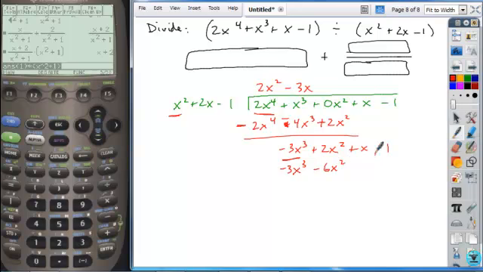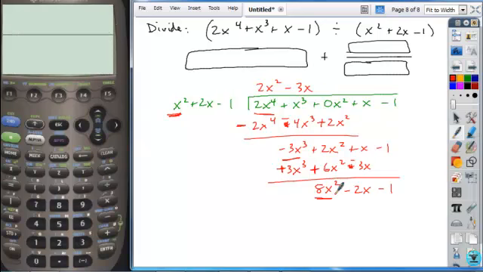And then I plus 3x. Change my sign, so it becomes a plus, becomes a plus, becomes a minus. Combine down my columns. The x cubes cancel. I get 8x squared minus a 2x minus 1. And then one last time, x squared times what gives me 8x squared? Plus 8.